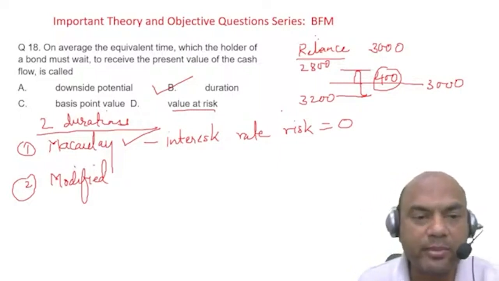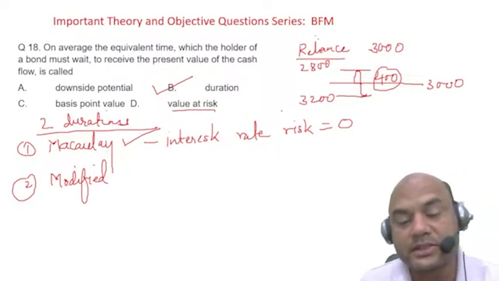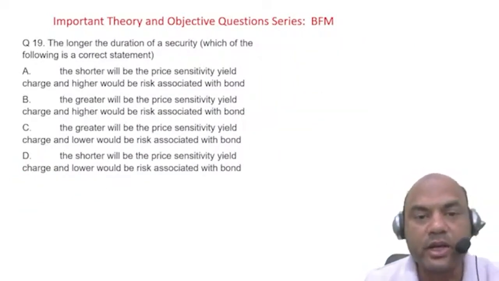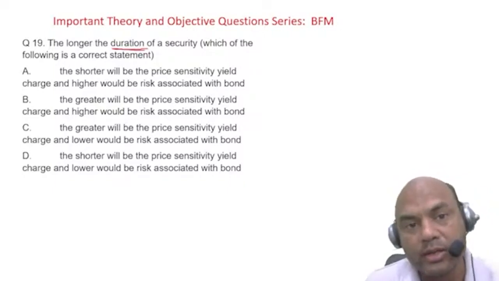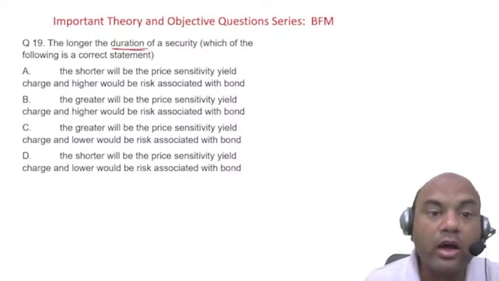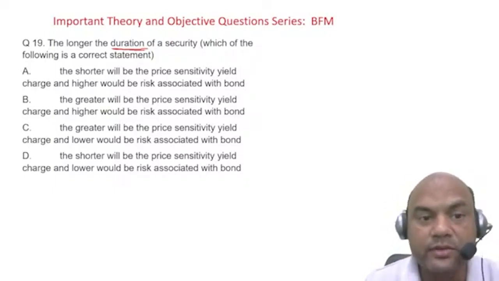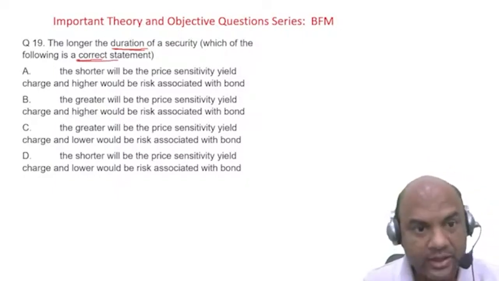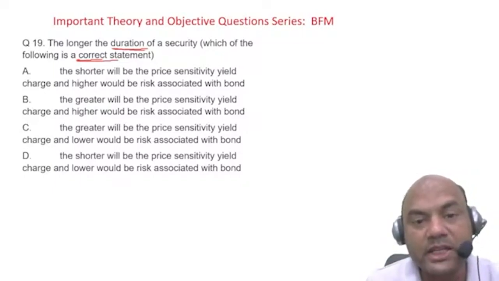Remaining things already explained. BP we explained. Downside potential we have explained in one of the earlier lectures. Kindly follow that. The longer the duration of a security, longer the duration means what? Bond having the maturity period of long time. Or once the bond life is longer, the Macaulay duration also becomes longer. Which of them is correct? Now we want the correct one. Longer the duration of the bond, the shorter will be the price sensitivity to yield change, and higher would be the risk associated with the bond.